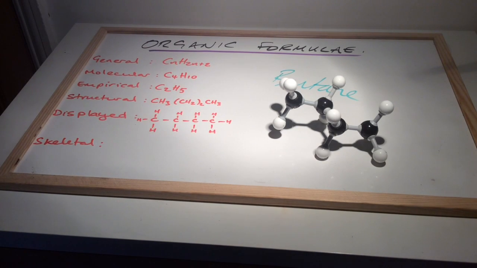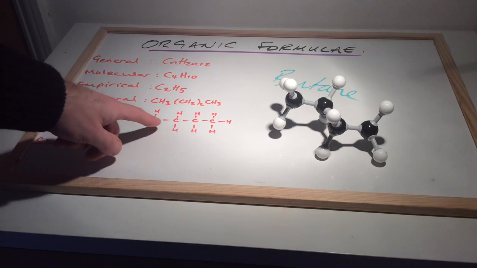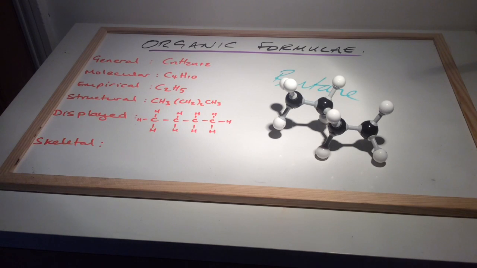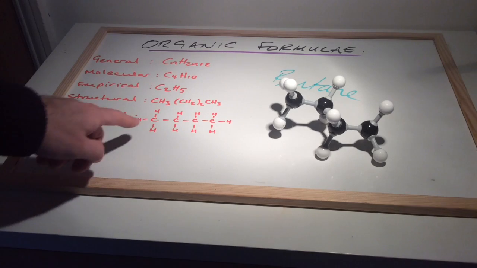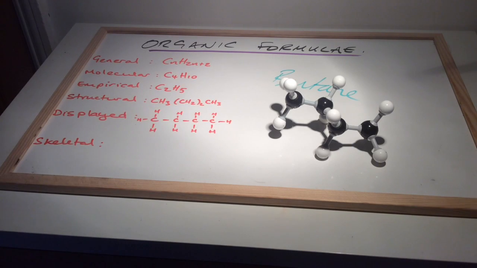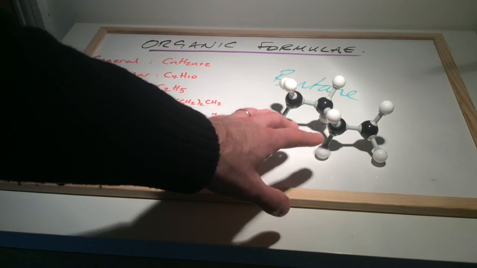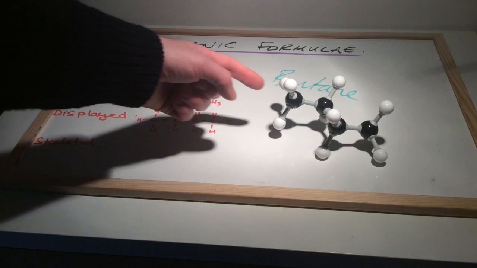Displayed formula is a step up from the structural formula, because as well as seeing the arrangement of the atoms in the molecule, we can actually see the bonds that are connecting the atoms together. So we've got single bonds between the carbons and the hydrogens, and the carbons and the carbons. Just to bear in mind here, the bond angle between all of these atoms would be 109.5 degrees, but we tend to draw a displayed formula in a flat 2D arrangement. But you can see from the model that it's actually a tetrahedral arrangement around each of those carbons.